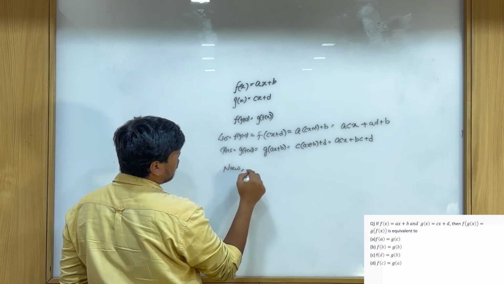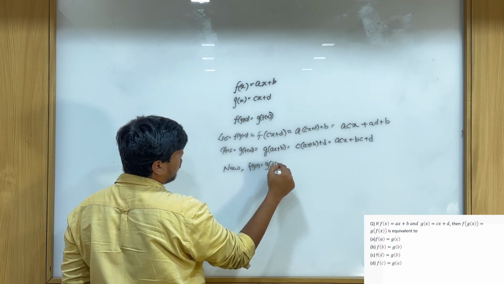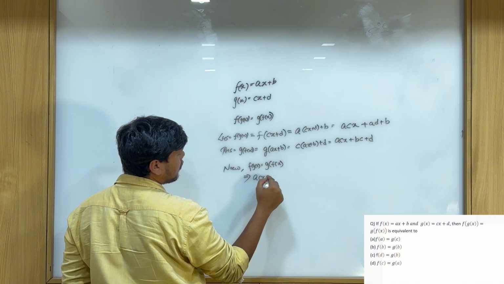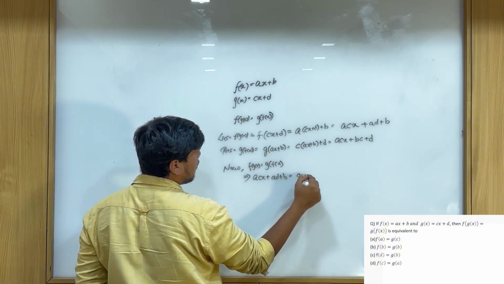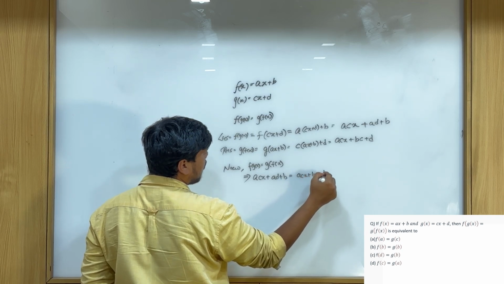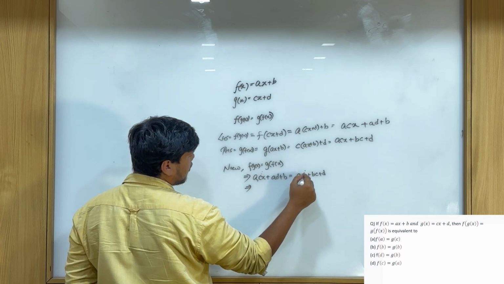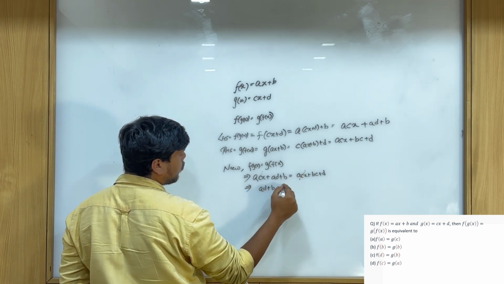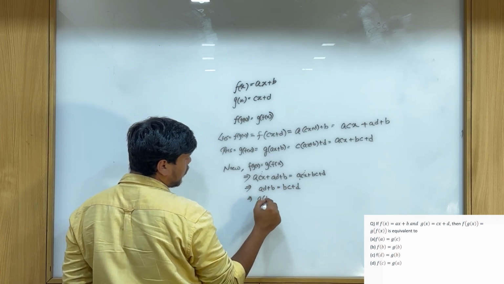Now we know that f of g of x is equal to g of f of x, which implies acx plus ad plus b is equal to acx plus bc plus d. Now, as acx is common on both sides, I can cancel it out and I would be left with ad plus b is equal to bc plus d. And if I write it this way, what do I see?